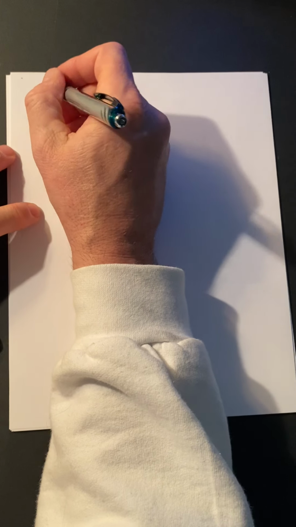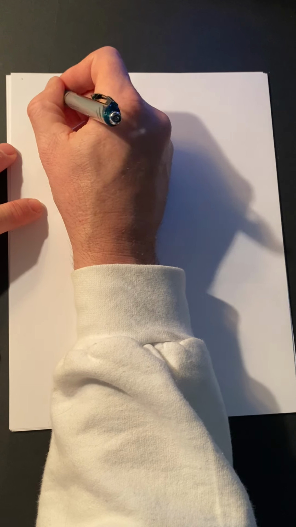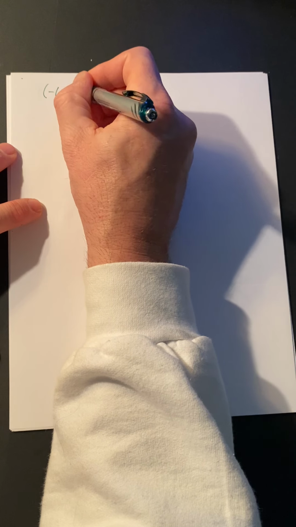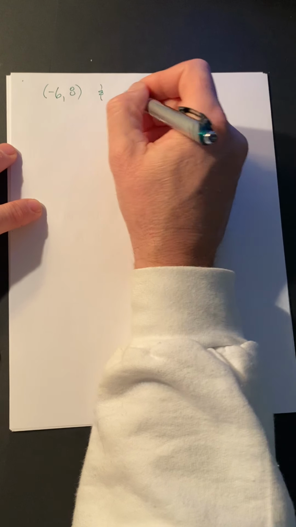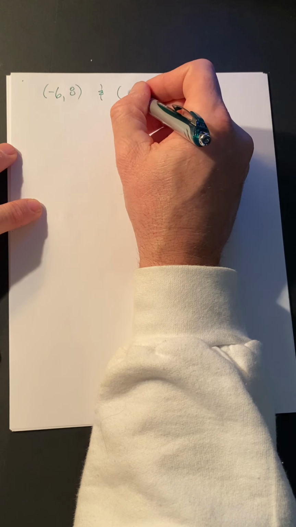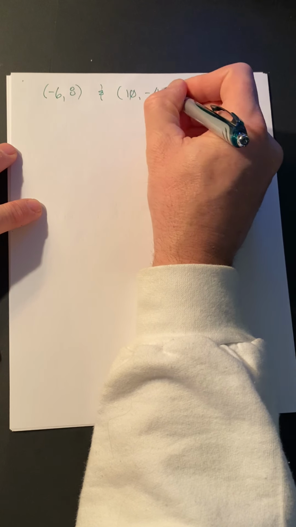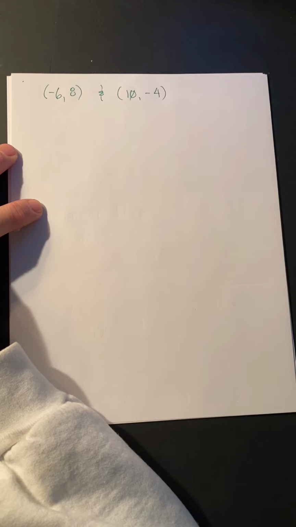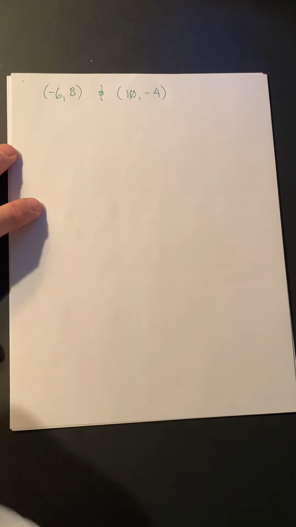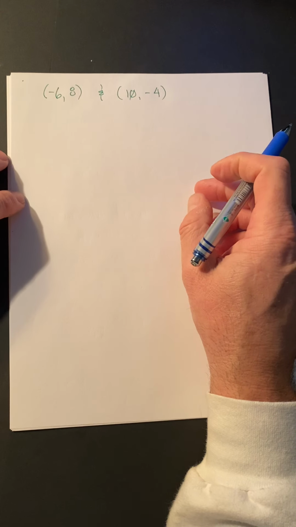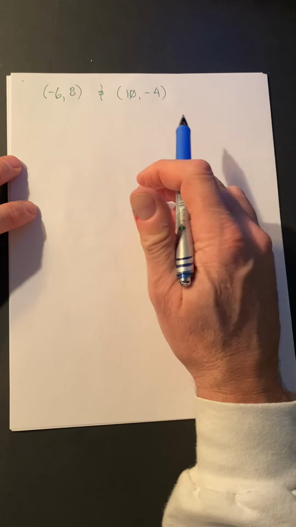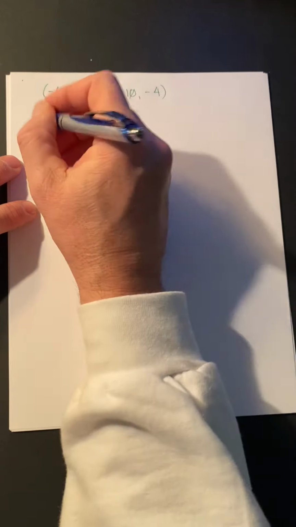So here's our tried and true example. Let's say I have two points, (−6, 8) and how about (10, −4)? Give me the equation of the line. All right, so what do we do? Well, first thing, you can never go wrong by getting a slope. All right, so let's just calculate slope.